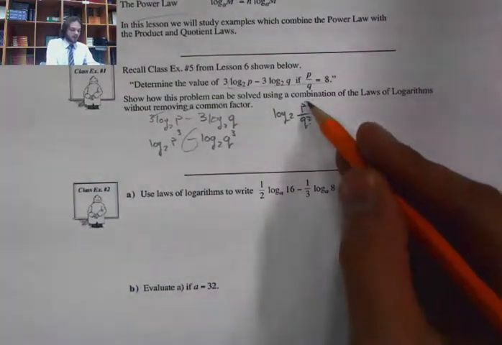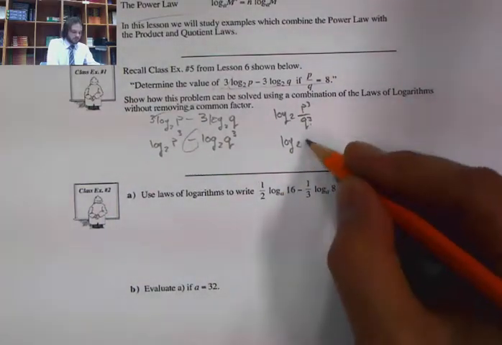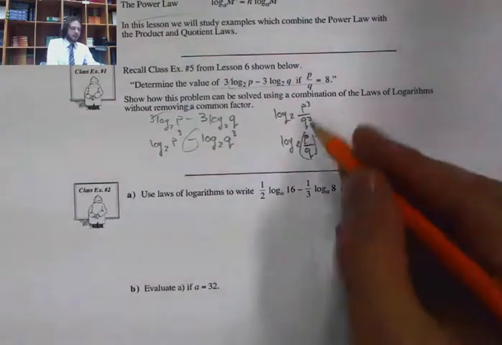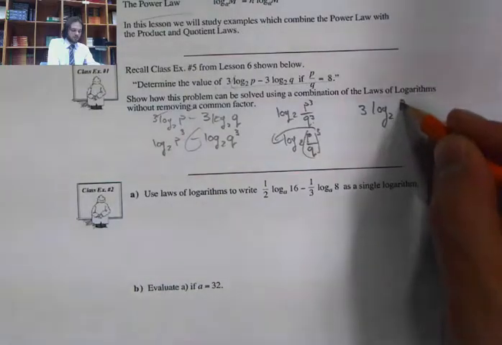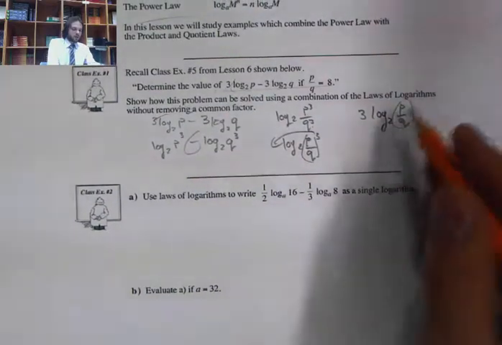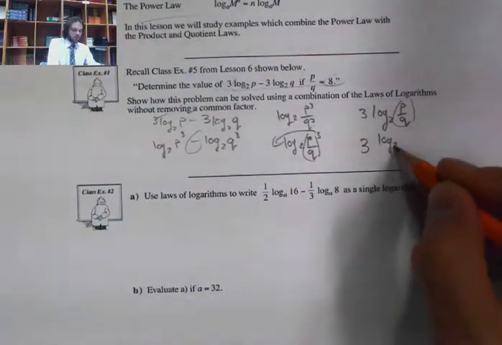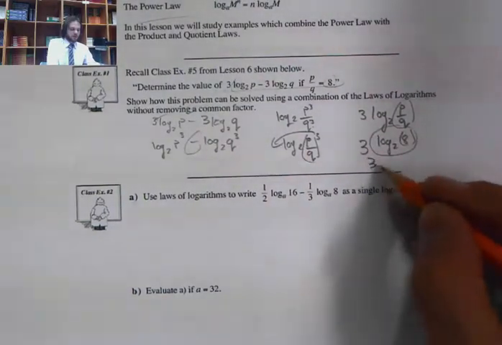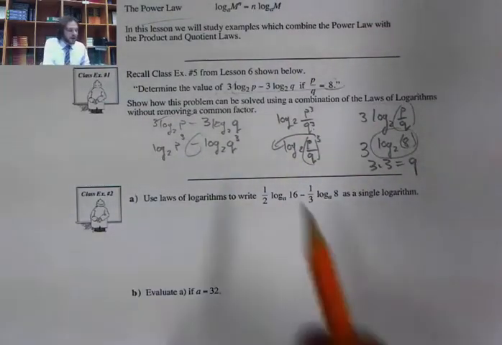Now I'm looking at this. Hey, I could take out a common exponent. So that's log 2 of p over q, all to the power of 3. And now I'm going to move that 3 back in front. So I have 3 log 2 of p over q. And now I know p over q is the same thing as 8. So it's 3 log 2 of 8, which is equal to 3, so I have 3 multiplied by 3 is equal to 9.